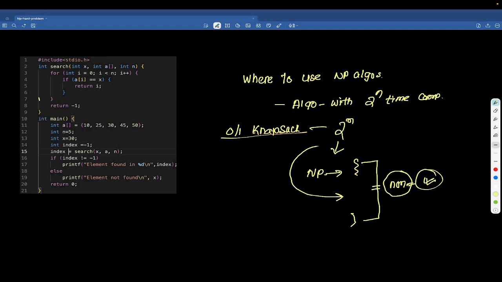So that is why the non-deterministic polynomial algorithms are useful in order to find out the alternative algorithm or polynomial time algorithm for all those problems where we have an exponential time complexity. So based on that, now we will see the concept of NP hard problem and also NP complete problem.